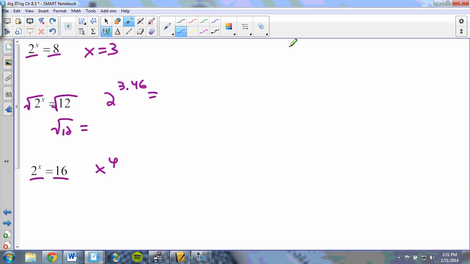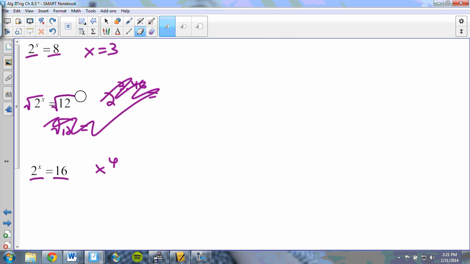So it's not 3.46. The answer is we don't actually know yet what x is. There's some x, obviously, that works. It's somewhere between 3 and 4, because that gets us 8 and 16. But we don't know what it is. This is a very important question.